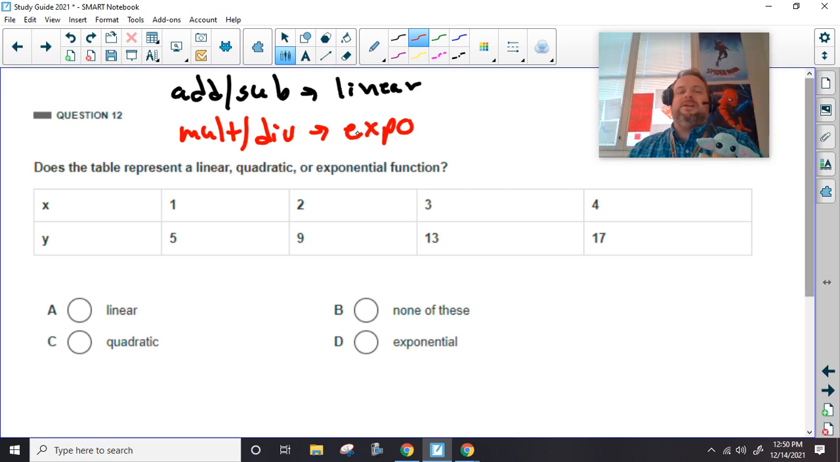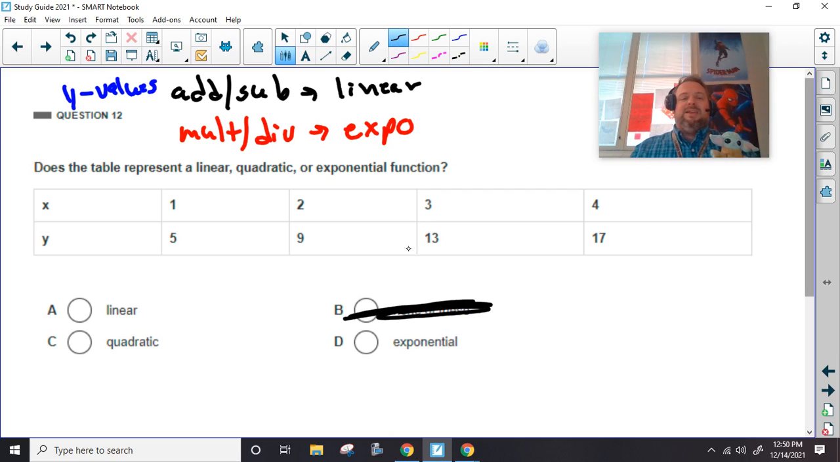So here's the deal. We look at the y values. If they add or subtract, it's linear. If they multiply or divide, it's exponential. You only have three choices. None of these is going to be the third one, I can tell you this. So you can mark that out. If they don't add and they don't multiply, they have to be quadratic.